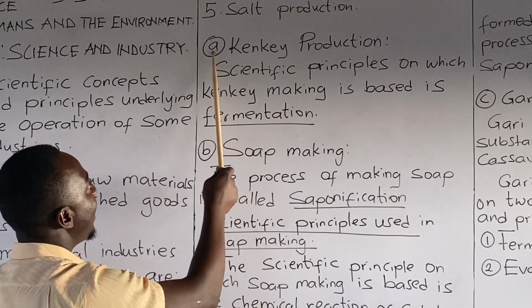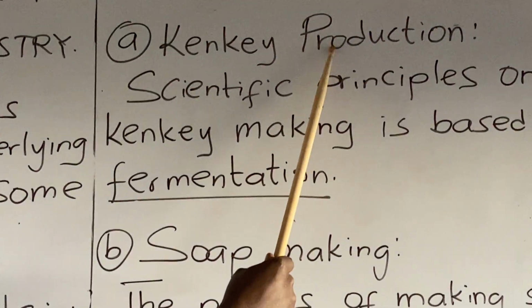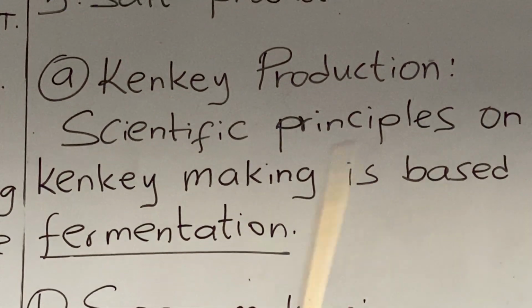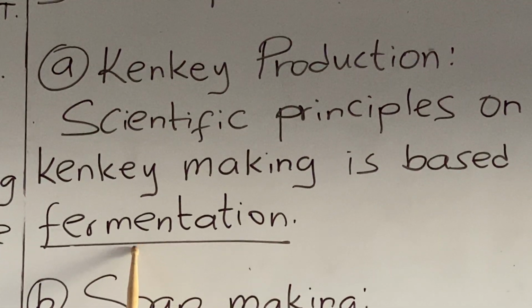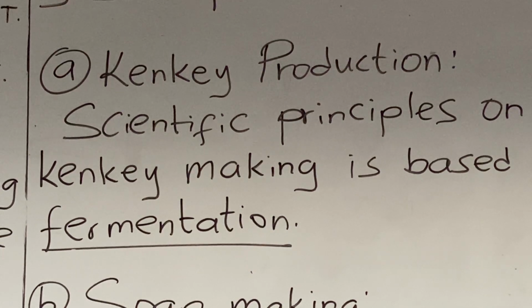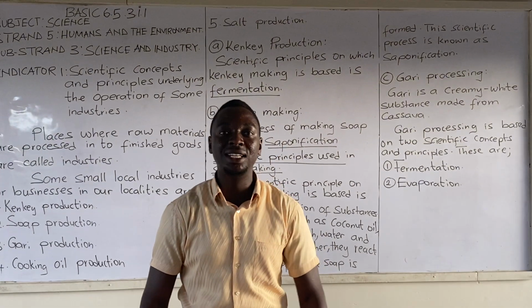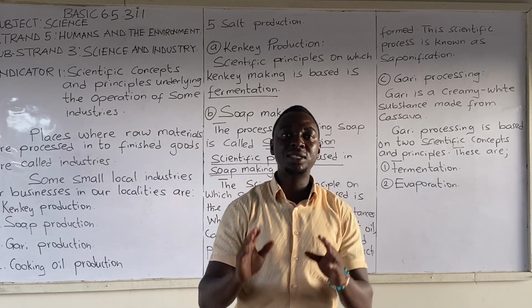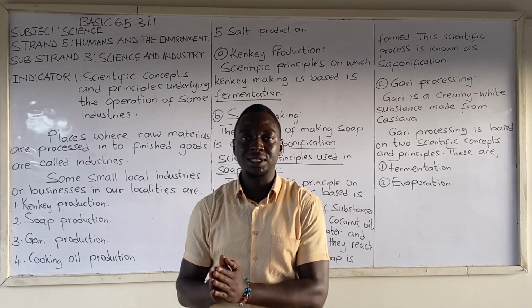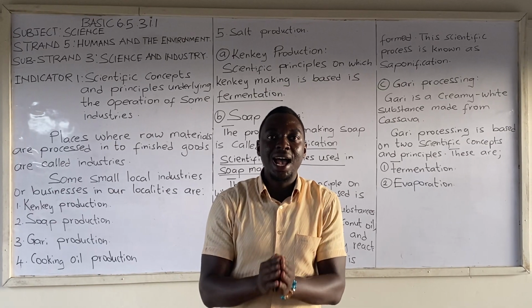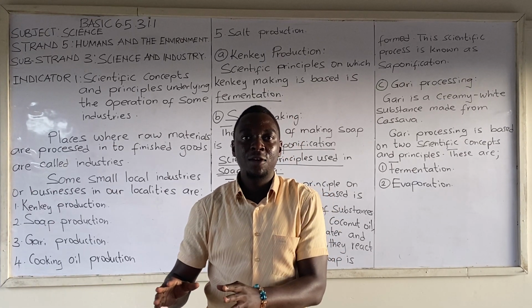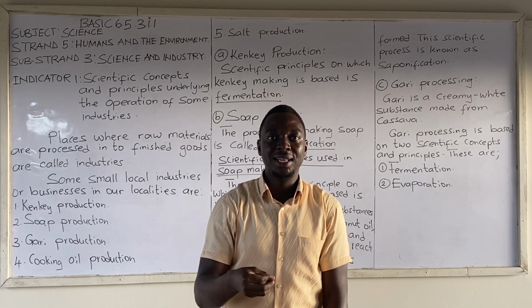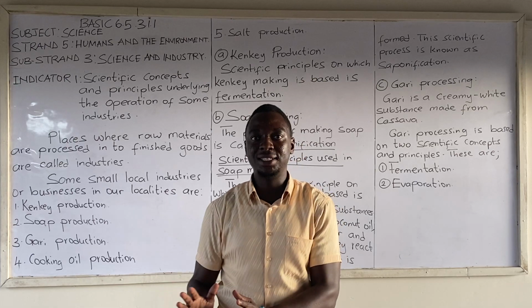A is kenke production. The scientific principle on which kenke making is based is fermentation. So the scientific principle that they use at the kenke production industry is fermentation. When we say fermentation, it is the process by which foods containing starch are left for some days for them to react and produce some quantities of alcohol in them. That is what we term as fermentation.